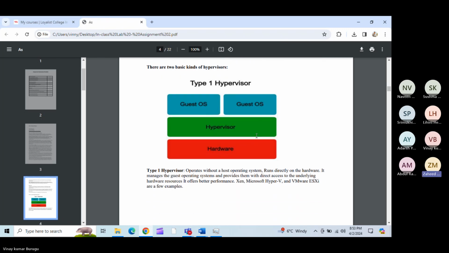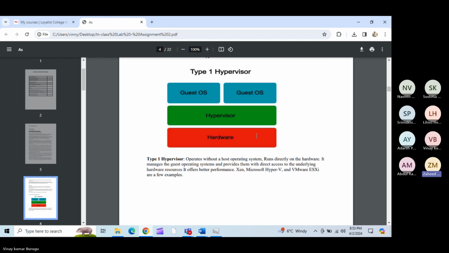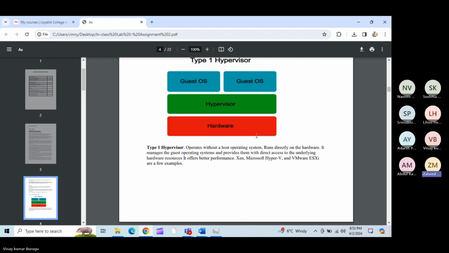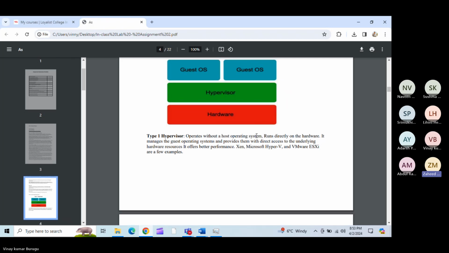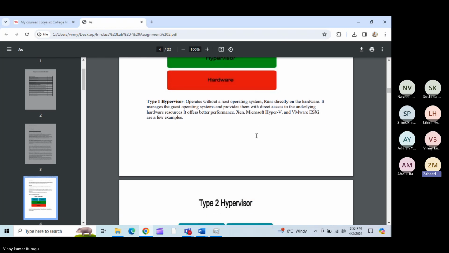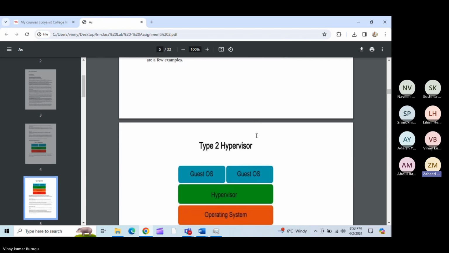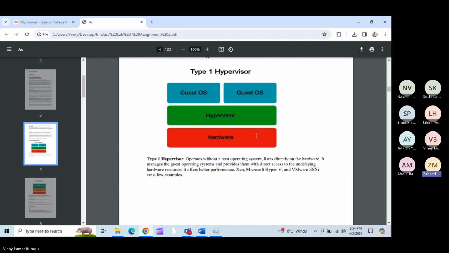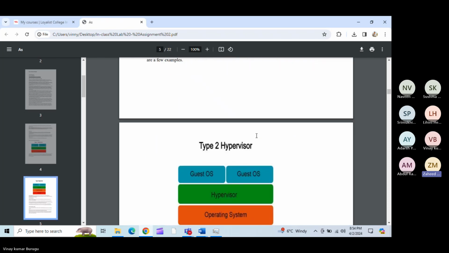There are two types of hypervisors: Type 1 hypervisor and Type 2 hypervisor. Type 1 hypervisor runs directly on the hardware. It manages the guest operating systems and provides them direct access to the underlying hardware resources. Type 1 hypervisor offers better performance. Examples of Type 1 hypervisors are Xen, Microsoft Hyper-V, and VMware ESXi. We can see in the image that the hypervisor operates directly on the hardware, and above the hypervisor is the guest OS.